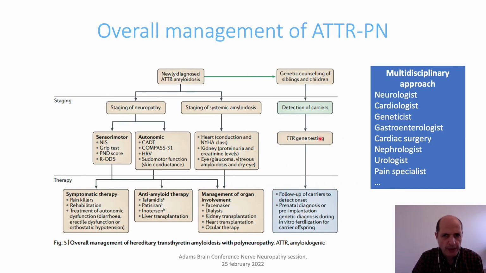The overall management of ATTR polyneuropathy is complex. First, you have to stage the neuropathy and also the systemic amyloidosis, for the sensory motor autonomic neuropathy and also for cardiac, renal, and ocular manifestation. Then you have to propose therapy, including symptomatic therapy, anti-amyloid therapy, and manage organ involvement. Genetic counseling is crucial to detect carriers with TTR gene testing, and to propose close follow-up to detect the disease early. This disease requires a multidisciplinary approach.